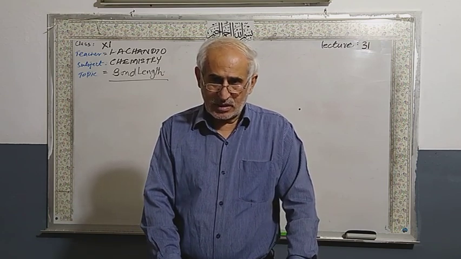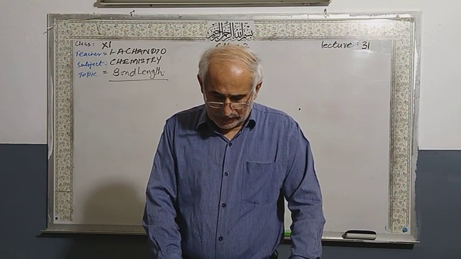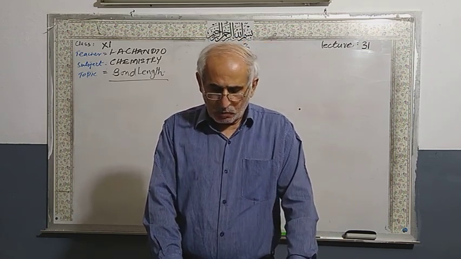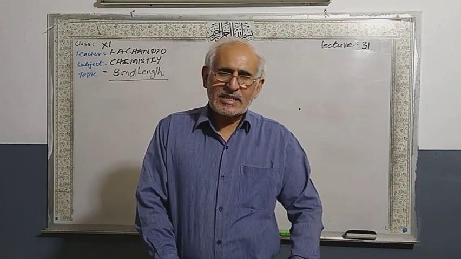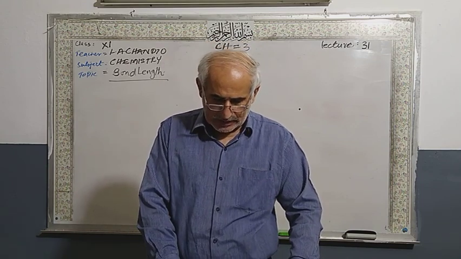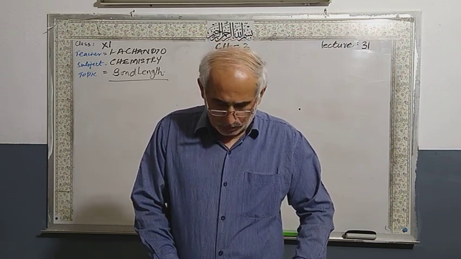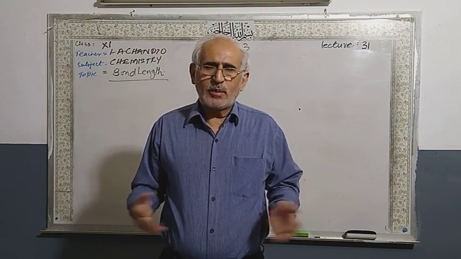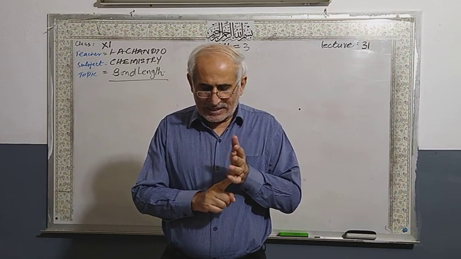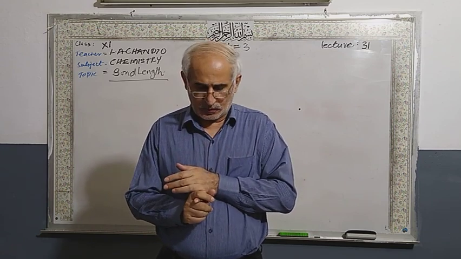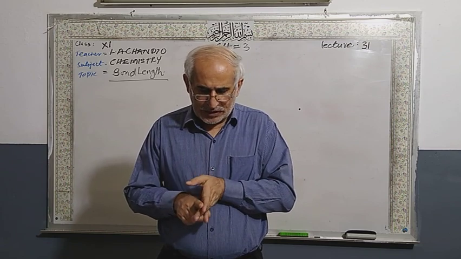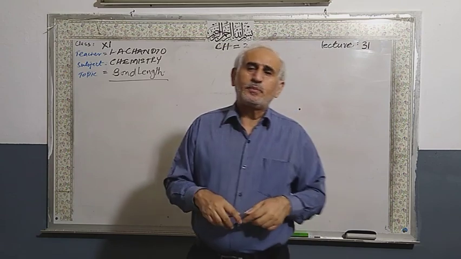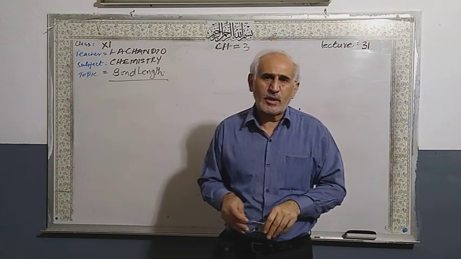Internuclear distance. Internuclear distance when the maximum possible overlap of concerned atomic orbitals occurs is called bond length. So we have different techniques to measure the bond length. One is called the X-ray diffraction technique, neutron diffraction technique, microwave spectroscopy. Three techniques are given in the book.